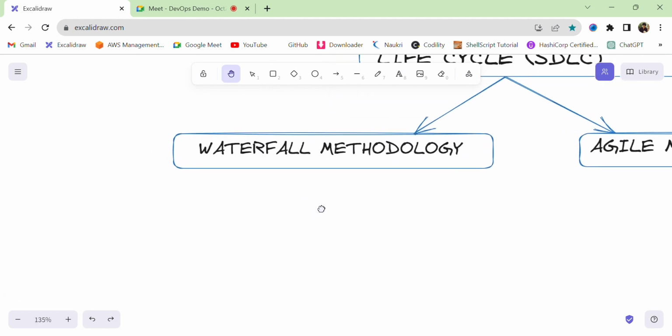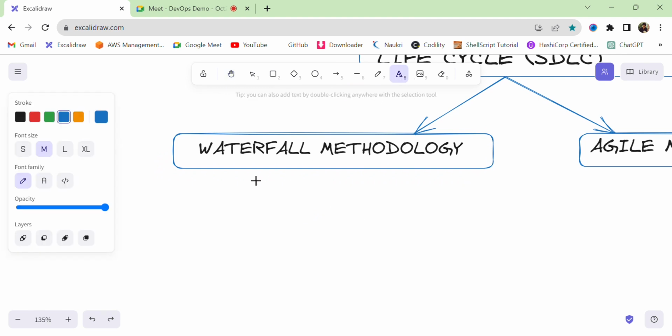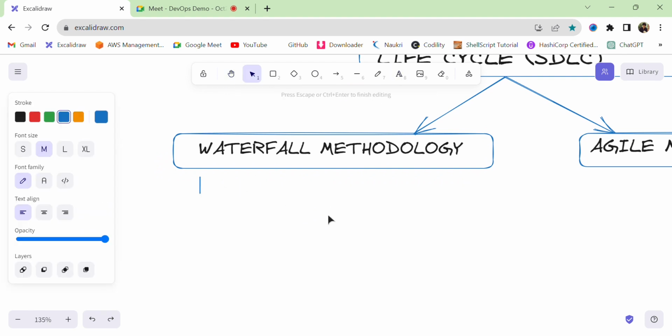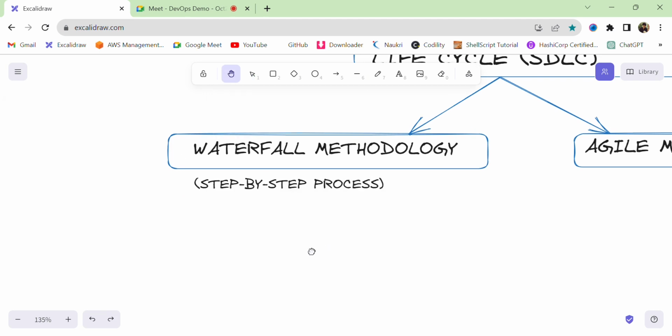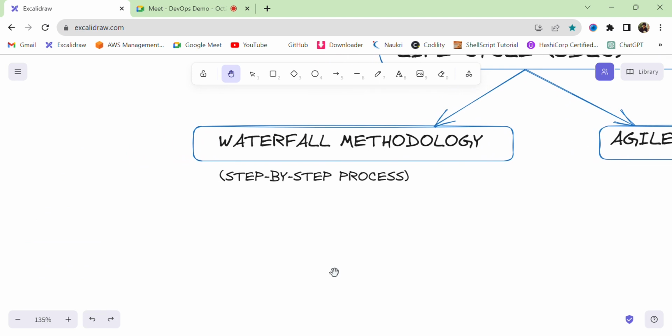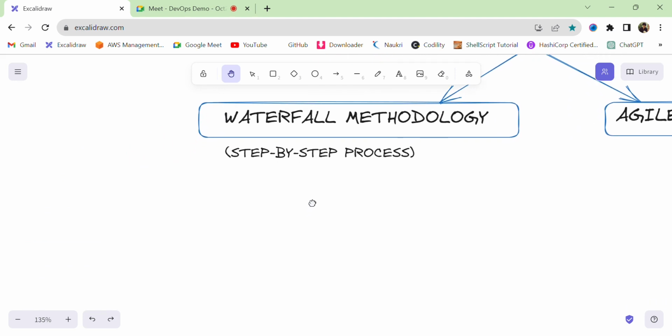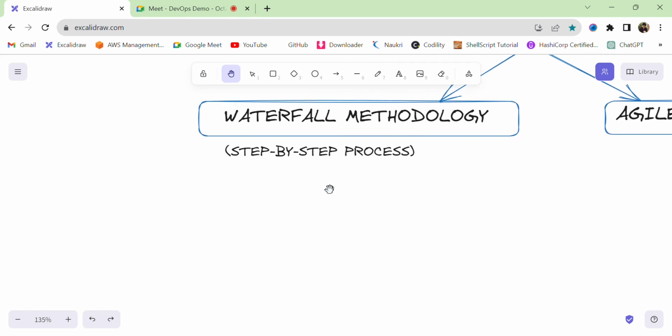Waterfall methodology in general terms is also called a step-by-step methodology, or you can simply call it a step-by-step process. Let me write process so that you can easily understand. Waterfall methodology is also called a step-by-step process. Now, why do we call it a step-by-step process, and what exactly does this methodology follow?